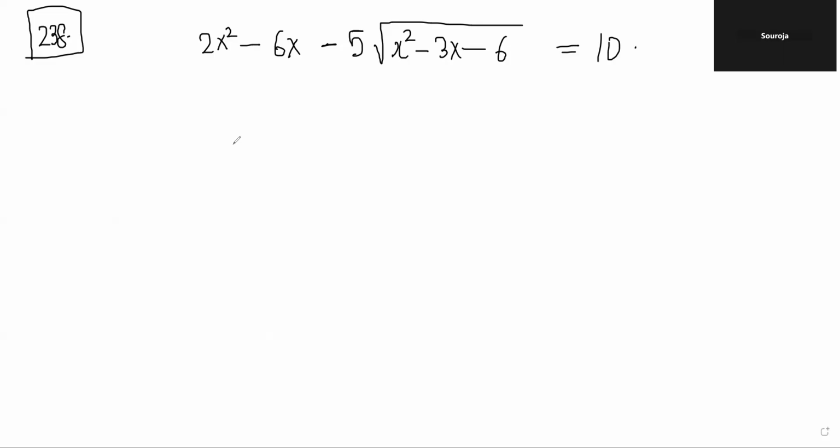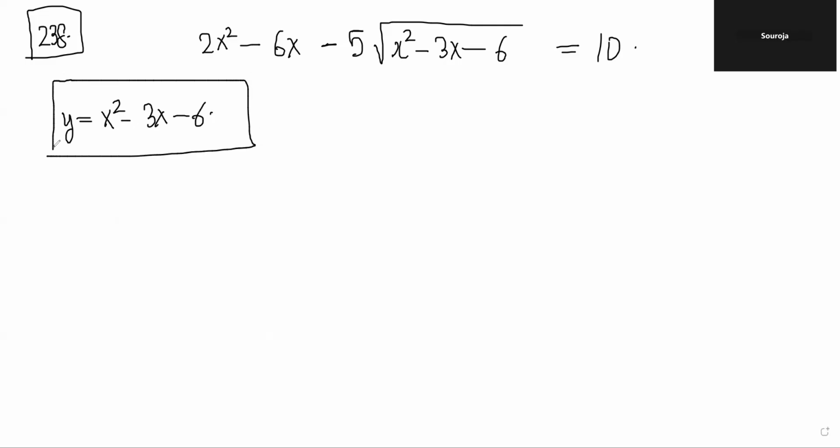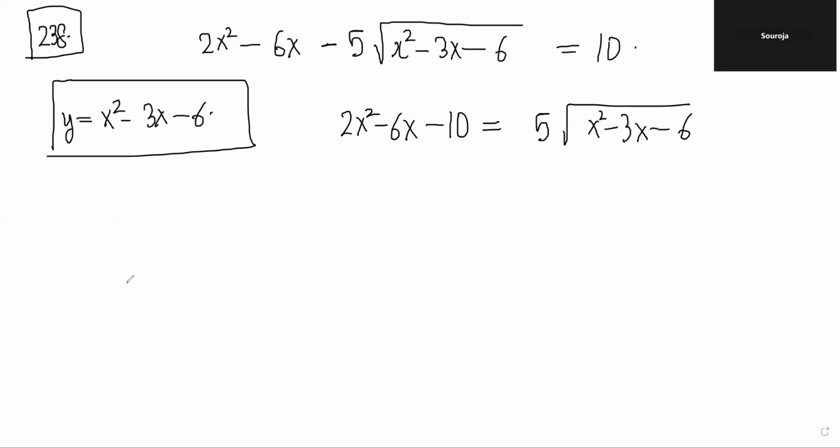After that, you have given up. That's your problem. If you put y is equal to root of x square minus 3x minus 6, it will immediately solve the problem. All you have to do is simplify it a little bit or rearrange the equation. Look at how it will happen. 2x square minus 6x minus 10 is equal to 5 times root over x square minus 3x minus 6. So it's x square minus 3x minus 6 equals 5y. No, 5 root y.